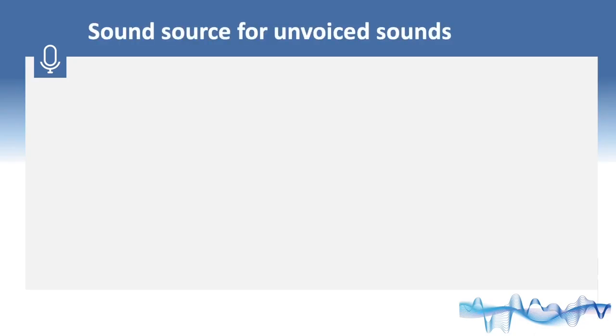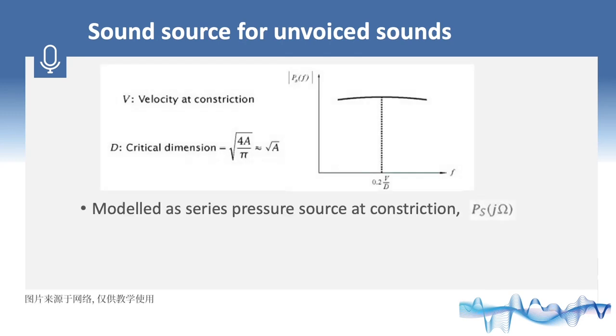The sound source for unvoiced sounds can be modeled as series pressure source at constriction. The pressure at each frequency point is relative to velocity at constriction and the critical dimension.